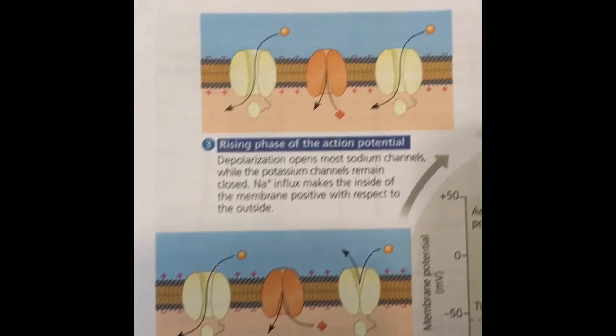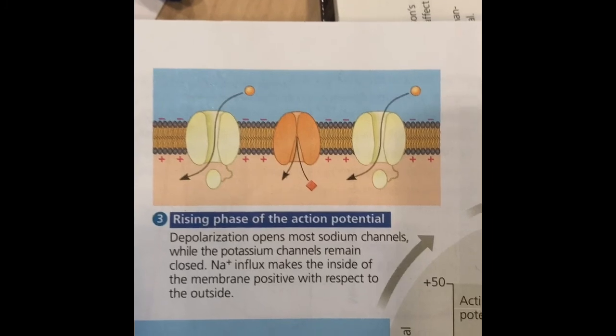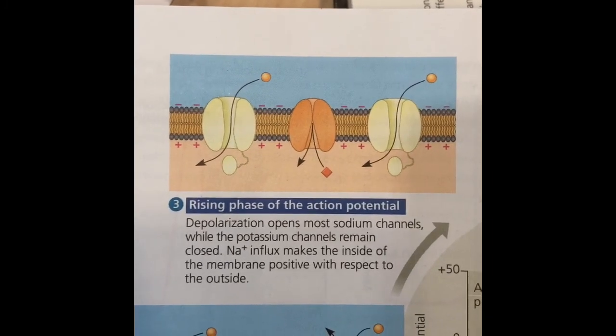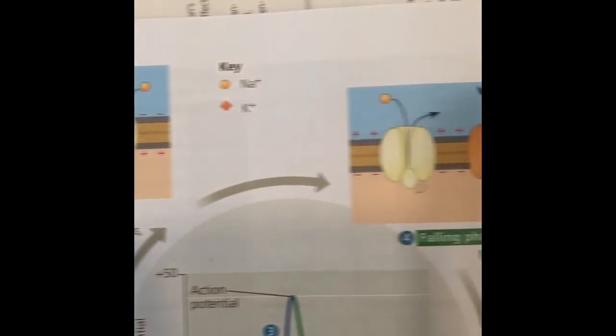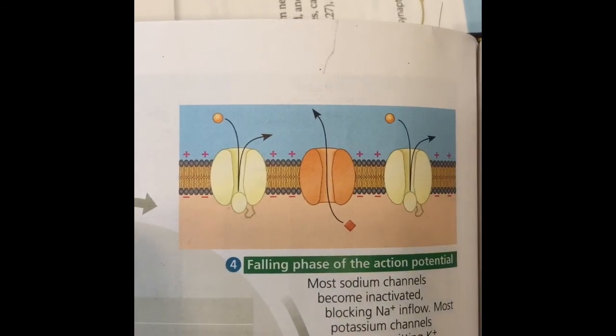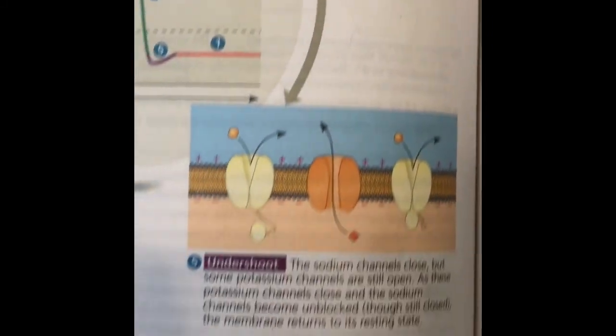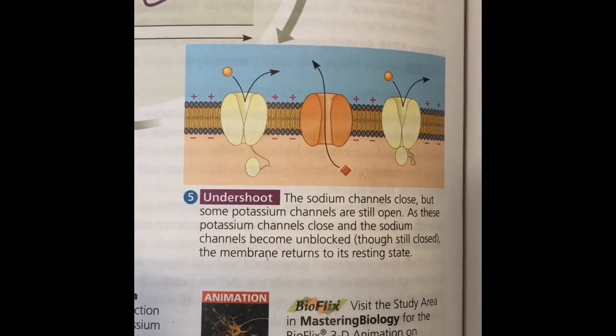In the third phase, the rising phase of the action potential, the inside of the membrane is relatively positive compared to the outside due to the influx of sodium ions. The fourth phase is the falling phase of the action potential. In this, the sodium channels are inactivated, which blocks the sodium flow. On the other hand, potassium channels open up, which increases the negativity inside of the membrane. The fifth phase is called undershoot, where the membrane returns to resting potential.